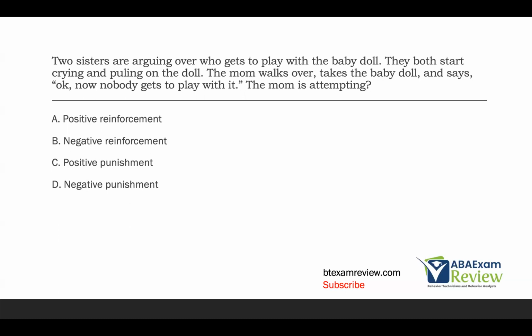So if we're trying to remove something to reduce a behavior, is that positive or negative reinforcement? Well, no, because we're trying to reduce. So is it positive punishment? Well, no, because we're removing something. So it has to be D, negative punishment. We're removing something in order to decrease behavior. So what is the mom attempting? Well, D, negative punishment.